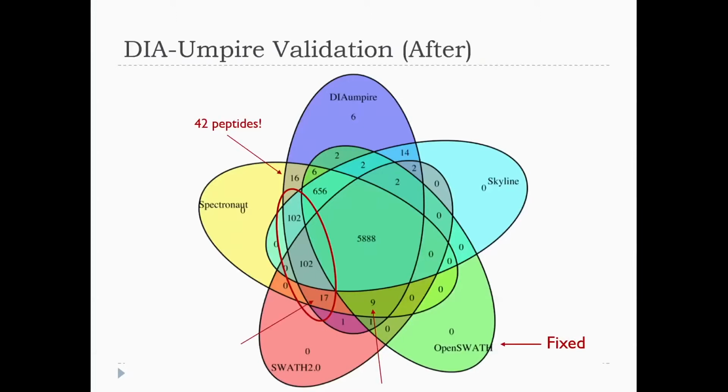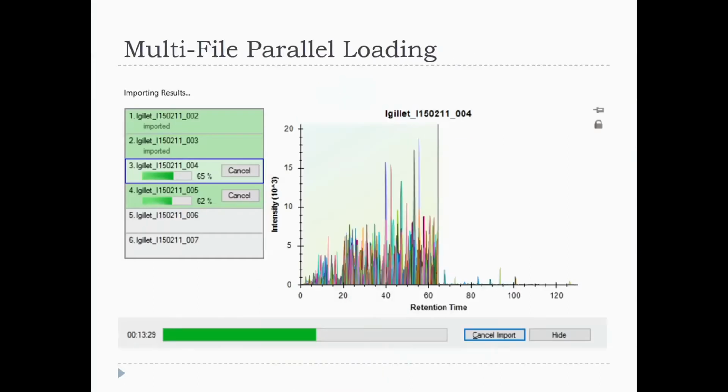And then being as obsessive as I am, I'm like, well, what about these 42 peptides? What? Well, it turns out that the number halves if you go out to a 30-minute window for Skyline. So even those 42 peptides, Spectronaut and Skyline are really doing almost exactly the same.